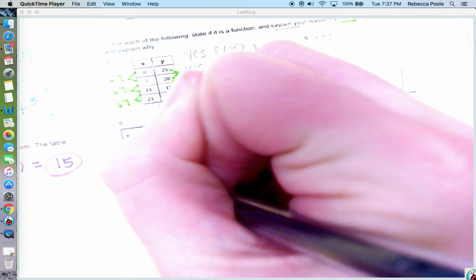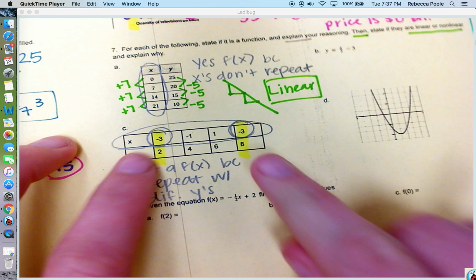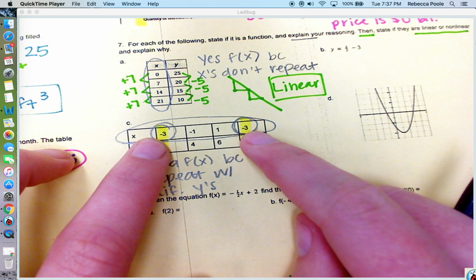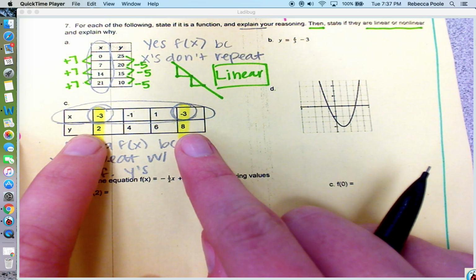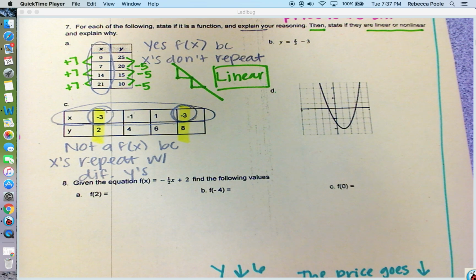with different y's. So I taught my students this is like Miss Poole's husband trying to be married to 2 different women. That does not fly with me. It is not a function, okay? This is not a function, all right?